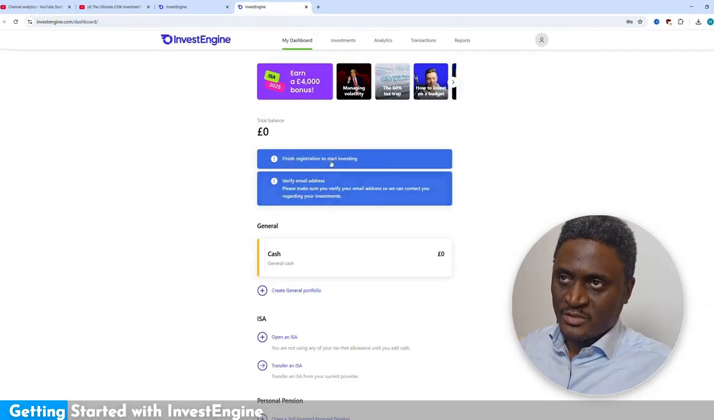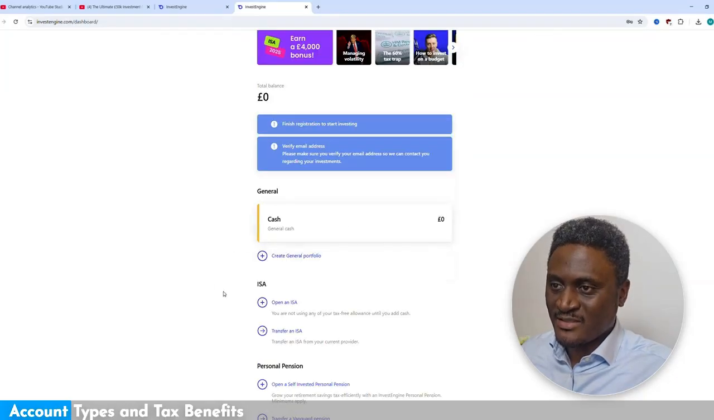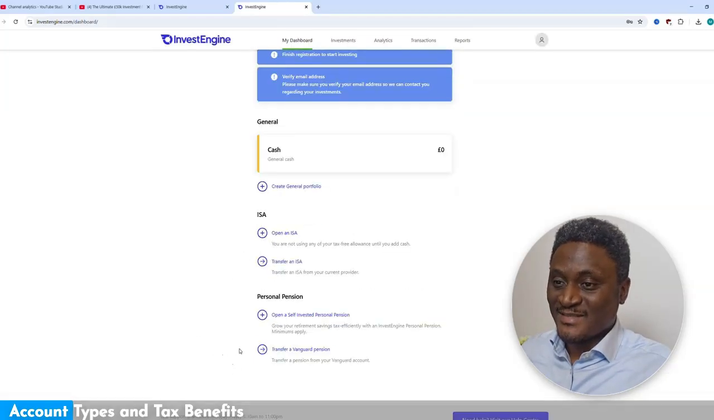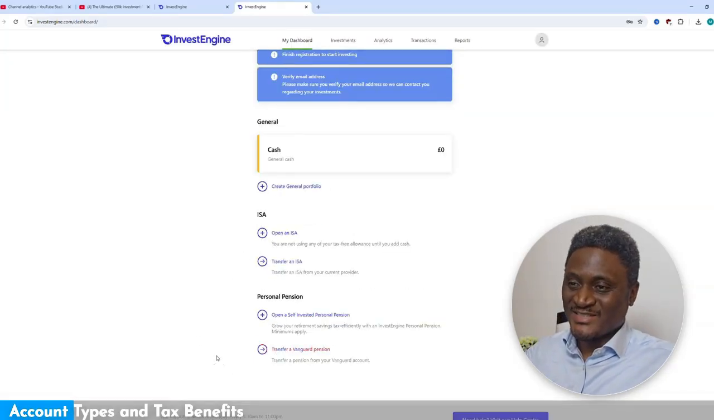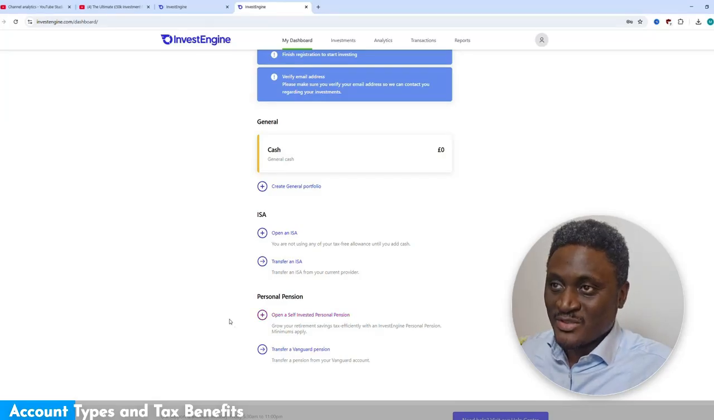When you finish the registration, it will probably ask you for your address, and you might need to submit a document, a utility bill or a bank statement, something that proves your address. So you have general, you have ISA, you have pensions. Now, these guys are actually targeting Vanguard pensions, so you can transfer your pensions here. You can open the self-invested personal pension, but today we're talking about ISA.